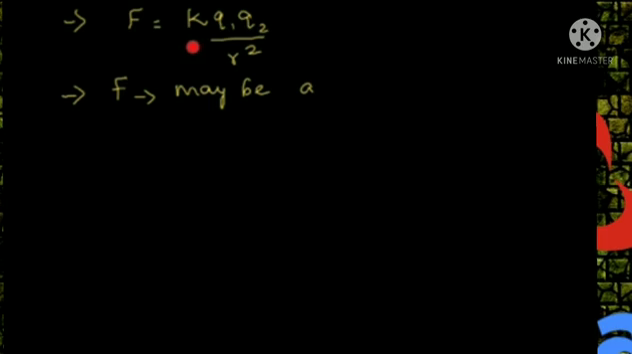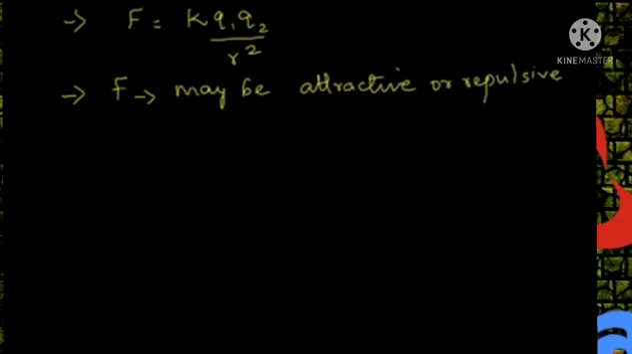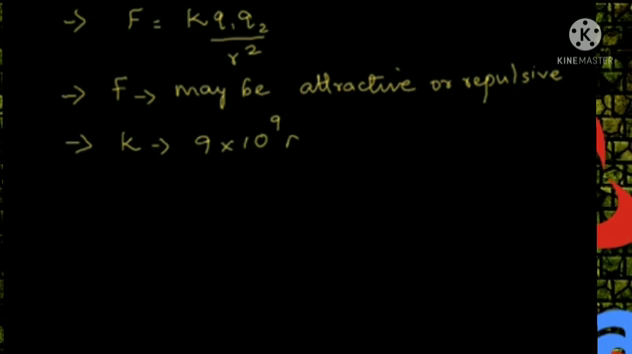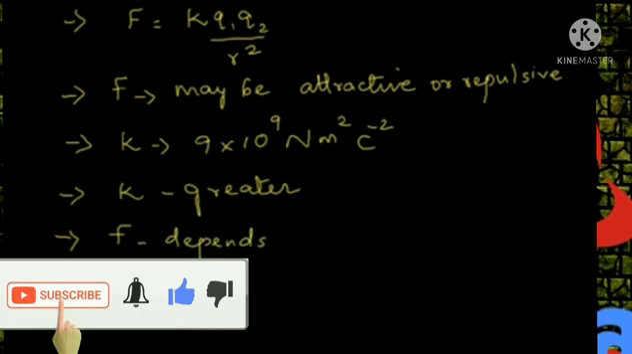Here K is a constant, Q1 and Q2 are the charges, and R is the distance between the two charges, right? And here the nature of force may be attractive or repulsive. Between positive Q and positive Q, it is a repulsive force, and between a positive and a negative Q, you will have an attractive force. The value of K is found to be 9 × 10^9 newton meter squared per coulomb squared. When I compare it with the value of G, this K is very much greater, right?